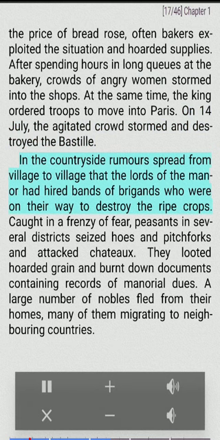On the 14th of July, the agitated crowd stormed and destroyed the Bastille. In the countryside, rumors spread from village to village that the lords of the manor had hired bands of brigands who were on their way to destroy the ripe crops.